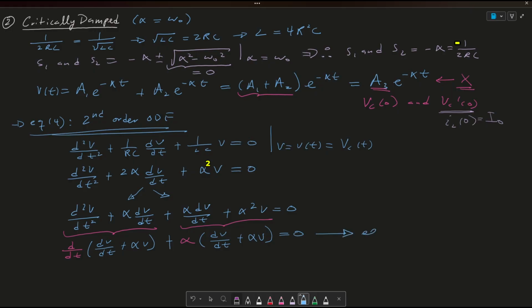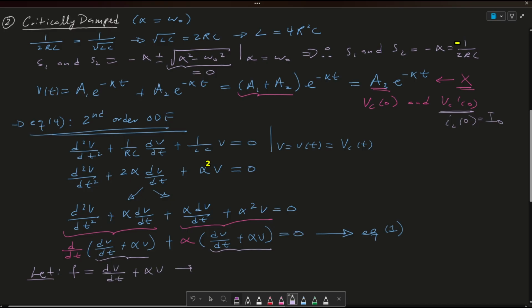Let me call this equation number 1 for this video. What you're going to notice is that this term here and this term here are the same term. Let's have a function f, which is equated to dV over dt plus alpha V, and let's call this equation number 2. Now if we plug this f, or equation number 2, into equation number 1, we simply get df over dt plus alpha f is equated to 0.